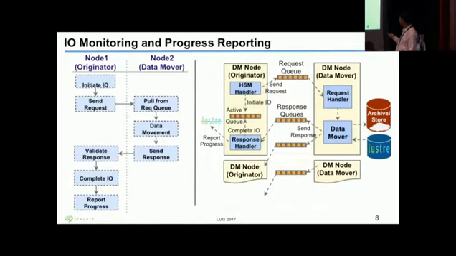Now, this request queue is the queue which holds a number of requests, and the data mover picks up the request and processes the I/O. It transfers the data. Once the transfer is complete, the response is put back in another queue, the response queue, from where the originator node which placed the request picks it up and remembers it, and passes on the progress and other details back to Lustre.